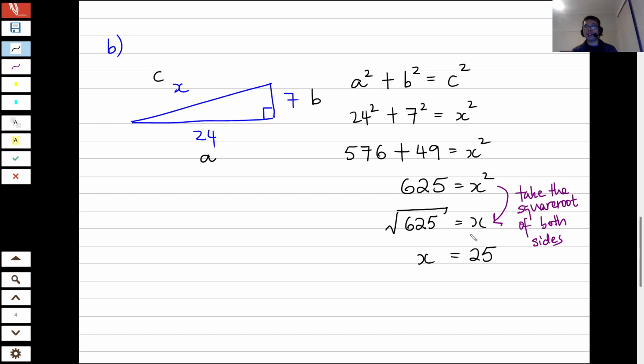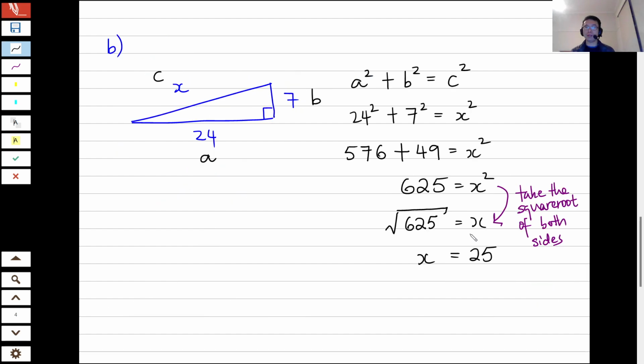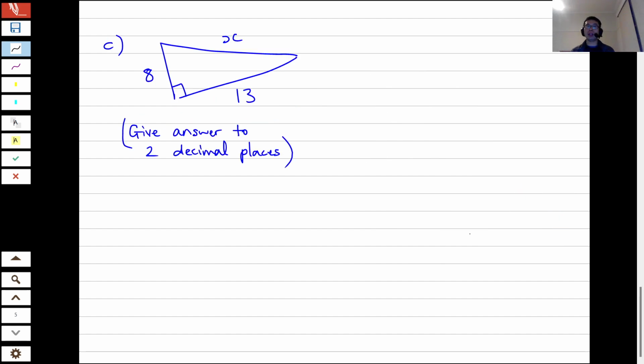Now, one thing you'll notice in these two examples is I got a whole number as my answer. In the first example, I got x equals 5. In the second example, I got x equals 25. Most of the time, this isn't going to happen. Most of the time, you're actually going to get decimals, and you're going to need to round your answer. So I'm just going to show you very quickly one more example where we have to do this.